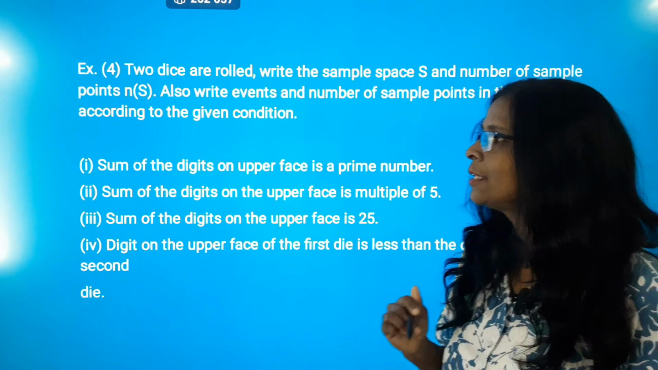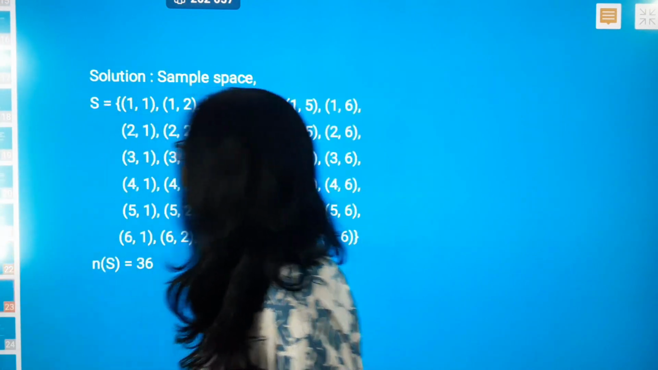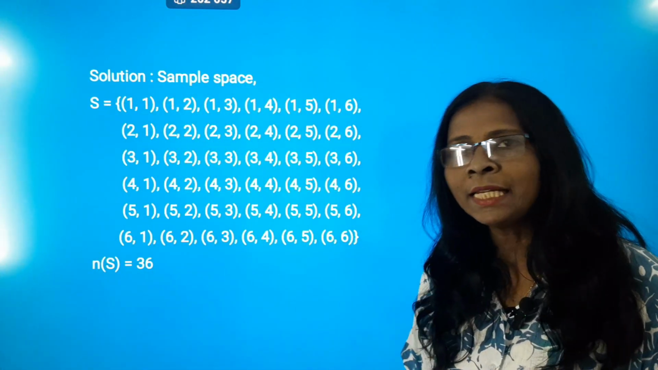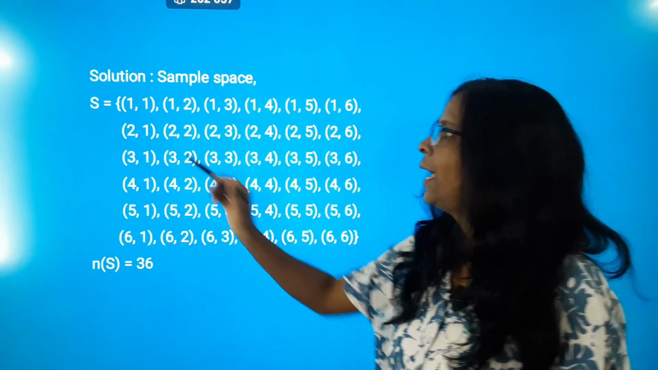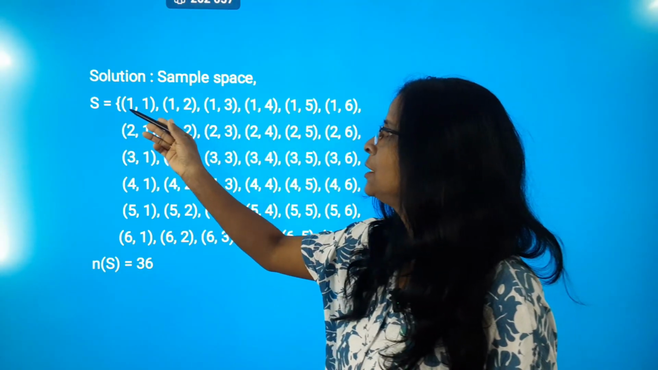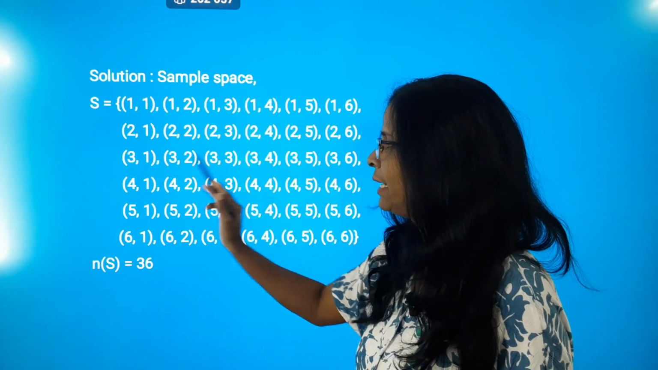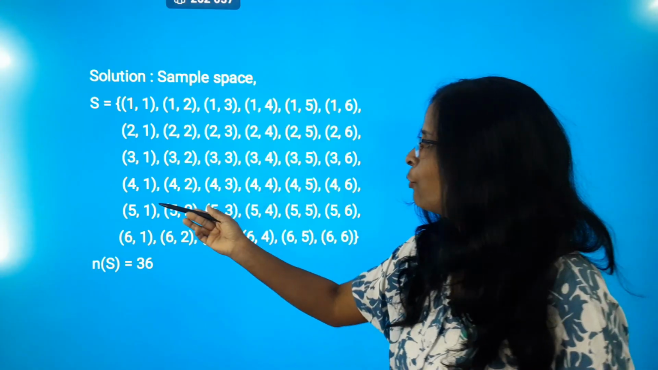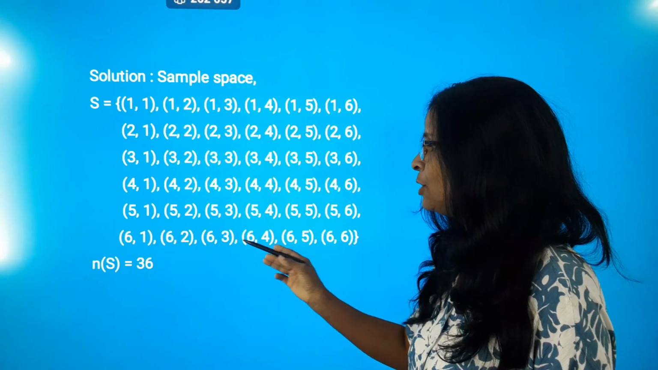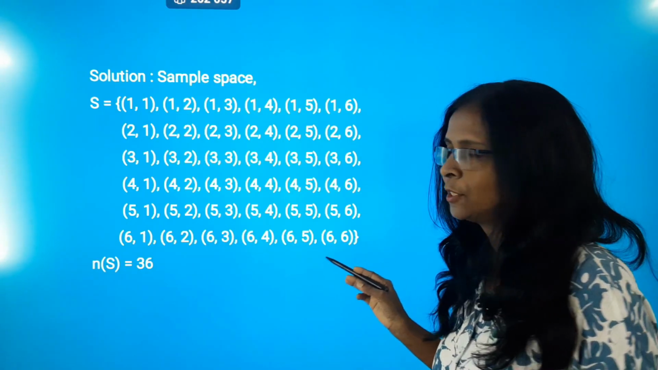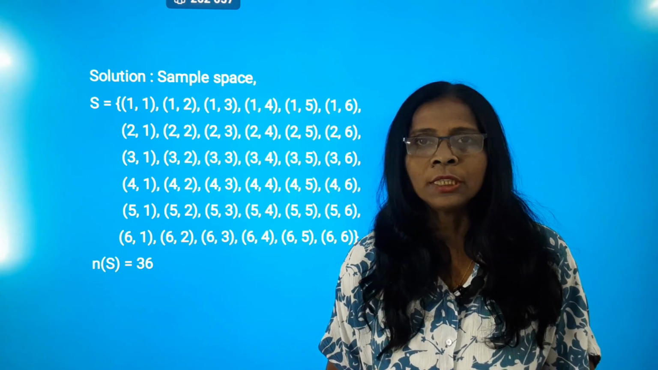Okay, so now let us see how we can solve this example. First, we know that the two dice are thrown at the same time. So the sample space S is: (1,1), (1,2), (1,3), (1,4) and so on, then (2,1), (2,2), (2,3) and so on, (3,1), (3,2), (3,3), then (4,1), (4,2), (4,3), (5,1), (5,2), (5,3), and the last row (6,1), (6,2), (6,3), (6,4), (6,5) and (6,6). In this way, the number of sample points n of S is equal to 36.